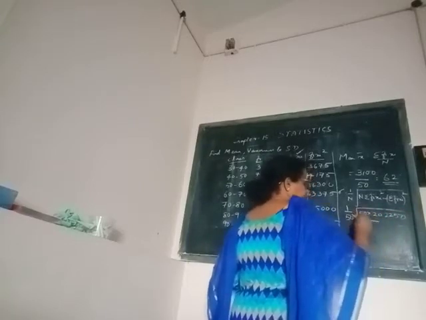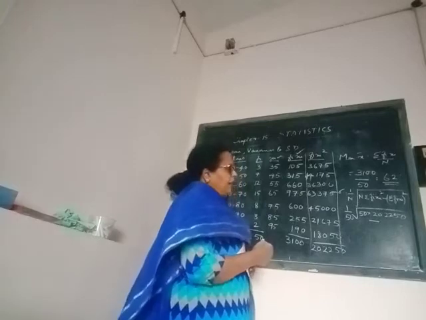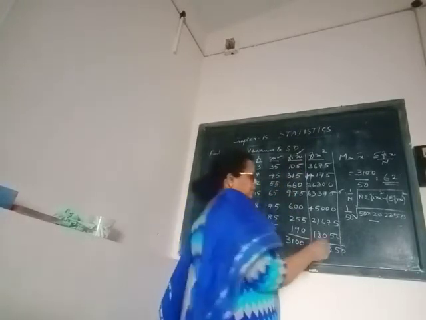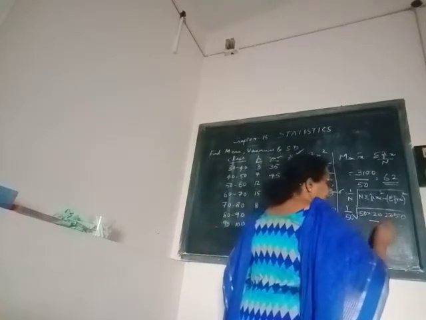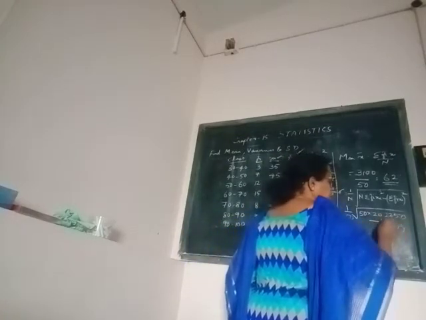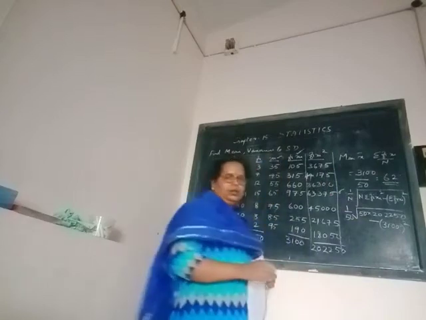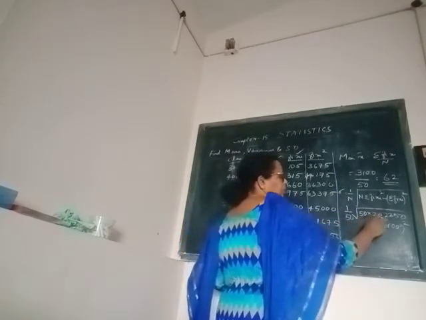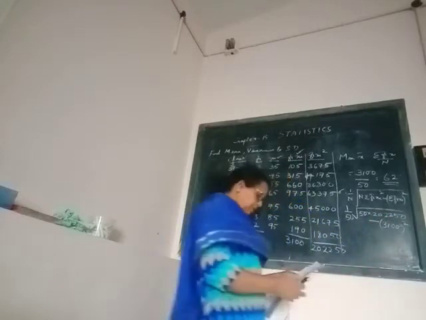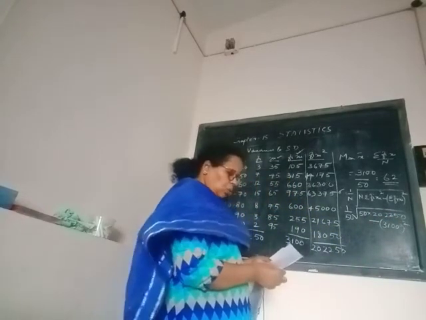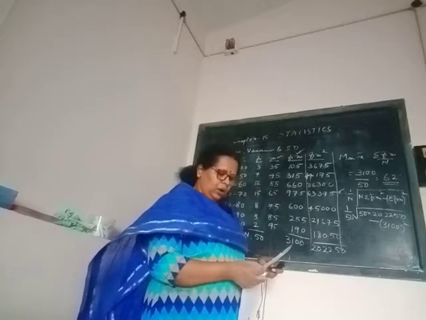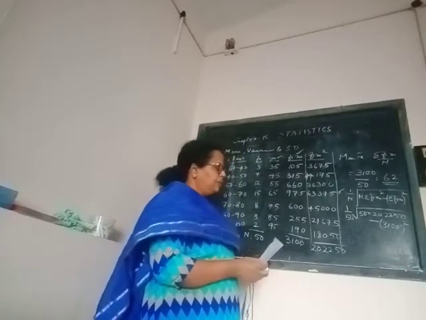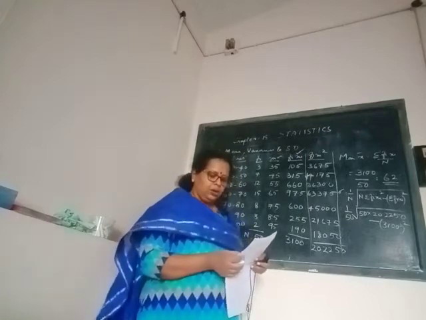202250 minus sigma fi xi whole squared. Fi xi sum is 3100. It's squared. Minus 3100 squared. Then do the calculation like this. Do 50 into 202250. You will get it as 10112500. I am repeating, I am not writing, I am telling.